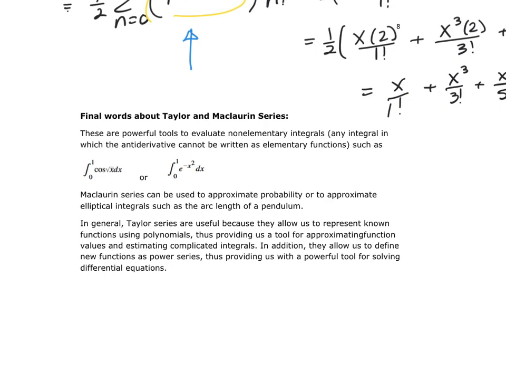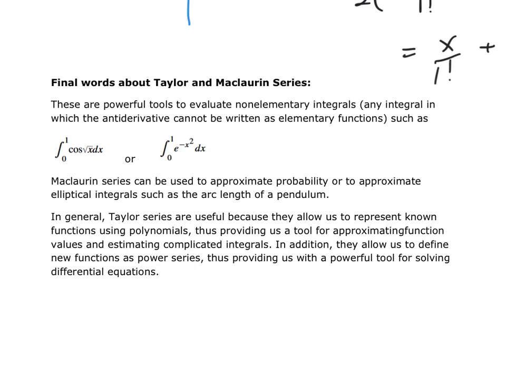Now, final last words. We learn the Taylor and Maclaurin series because it allows us to evaluate non-elementary integrals. So integrals whose antiderivatives cannot be written as elementary functions, which are difficult to do, like the cosine of the square root of x, or e raised to the negative x squared. Those are difficult to do, and we can do it by approximation.